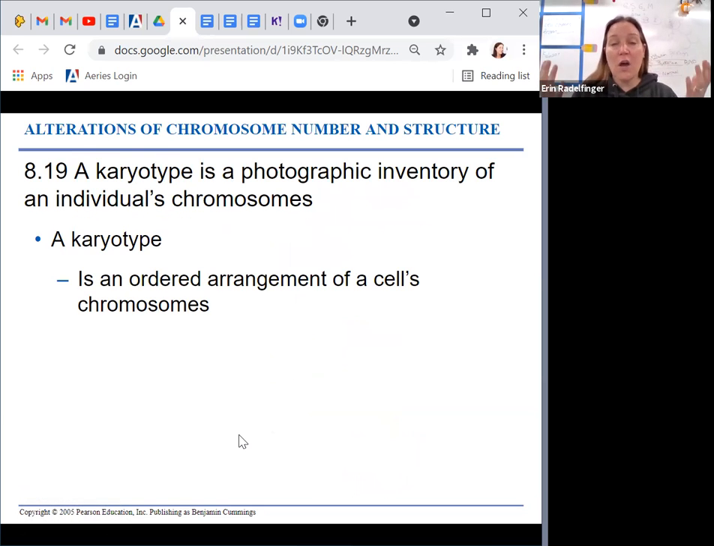Now, if we want to talk big picture about our genetics, we can use a karyotype. A karyotype is a photographic inventory of an individual's chromosomes. And it actually organizes us by our chromosomes and how they match up. The only two weirdos are our X chromosome and our Y chromosome, because they don't look alike and they don't carry the same genes, but they're the only two loners at the party. So they hang out together.